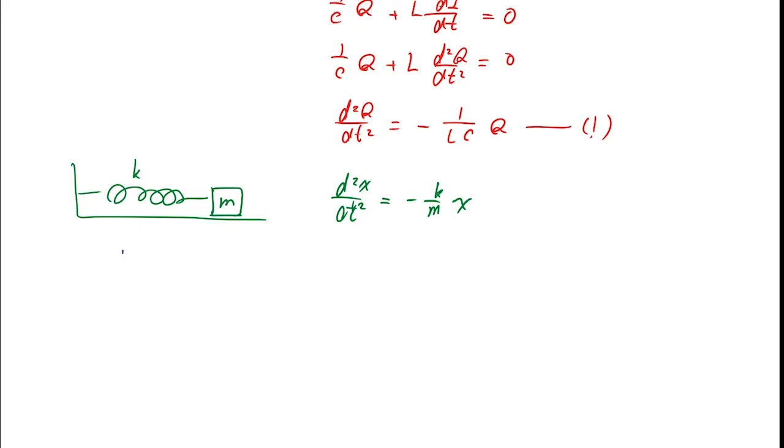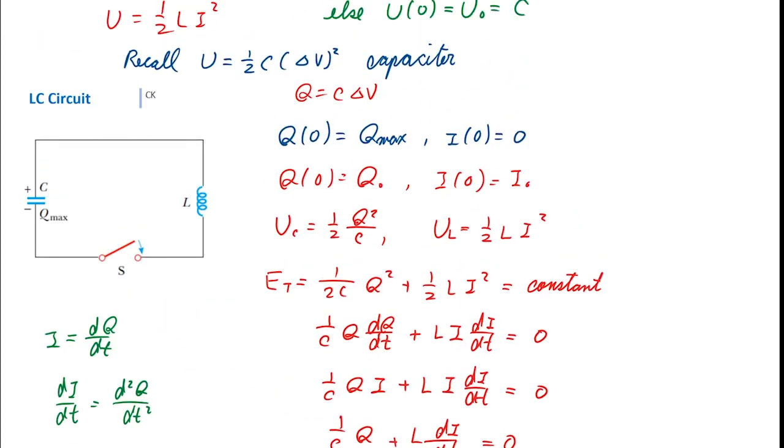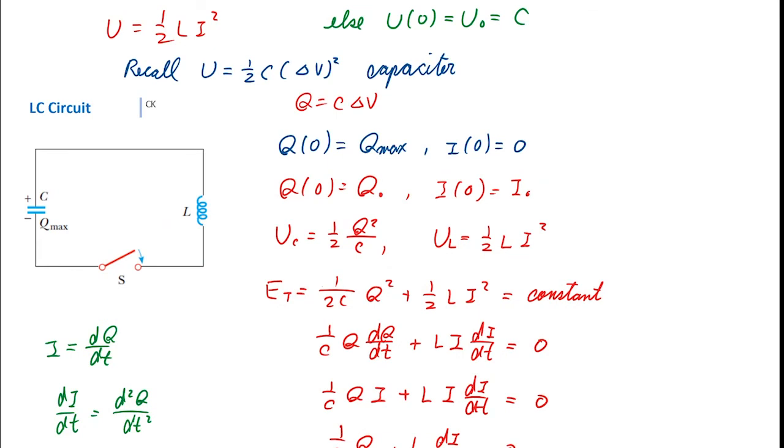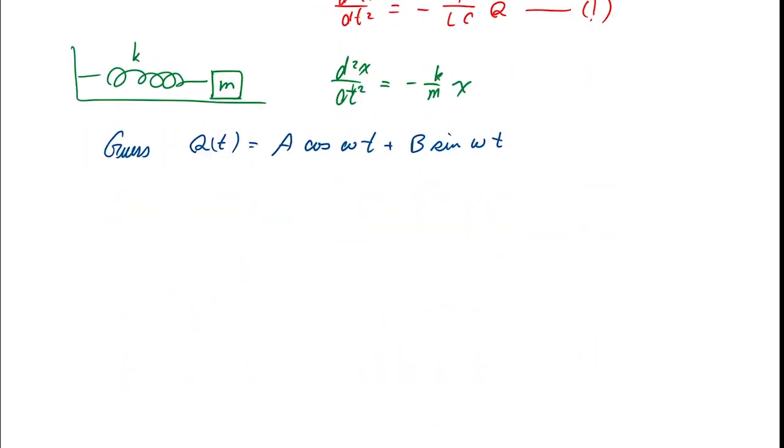We'll just guess with Q, our function of time, is A cosine omega t plus B sine omega t. I'm going to do this pretty fast because we have done this before. Usually in high school level, this is the only thing you need, and this is equal to zero, because you start with the total charge on the capacitor and nothing on the inductor. I'll just do it with a general one.